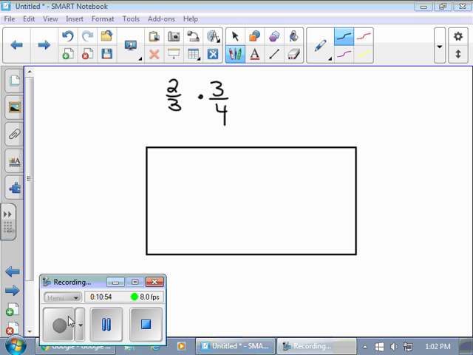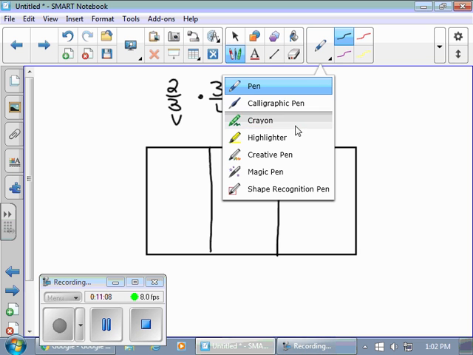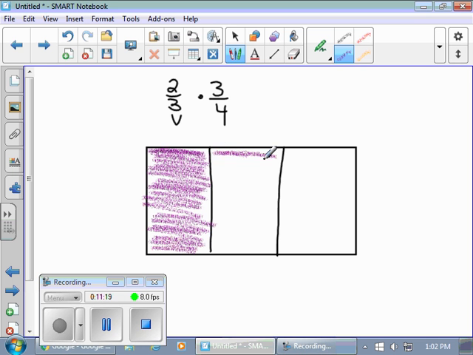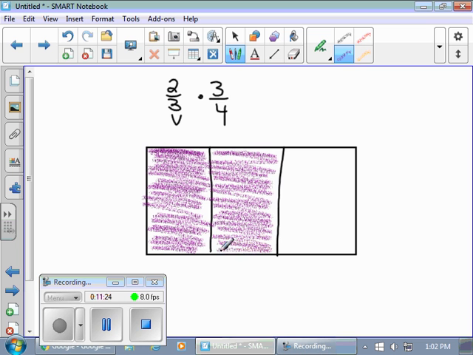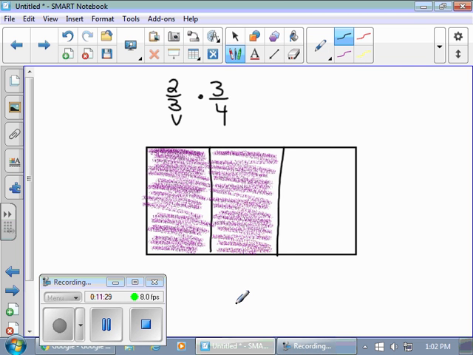So for 2/3, remember 2/3 is my vertical, so I'm going to come in here and I'm going to cut him into thirds. So the regular, there's 3 parts, and I'm going to color it. I'm going to color 2 of them. So I'm going to come in here and color. Okay, everybody understand what I did there? I shaded 2/3 of that rectangle.